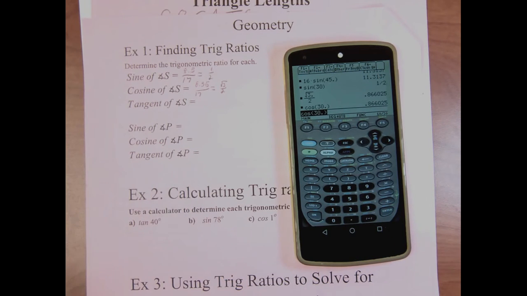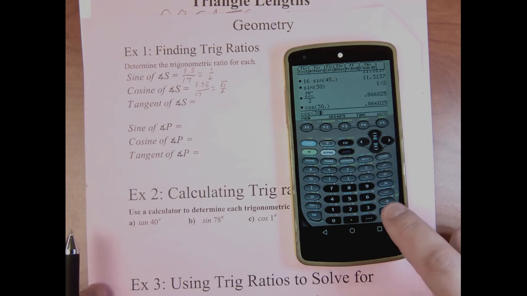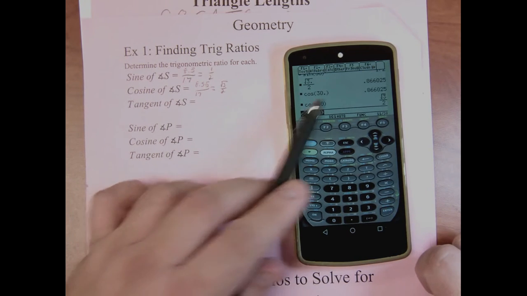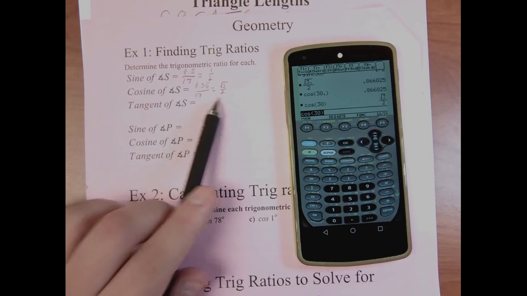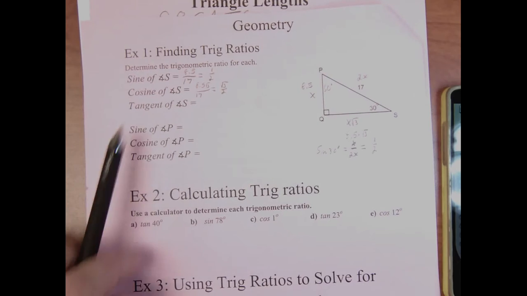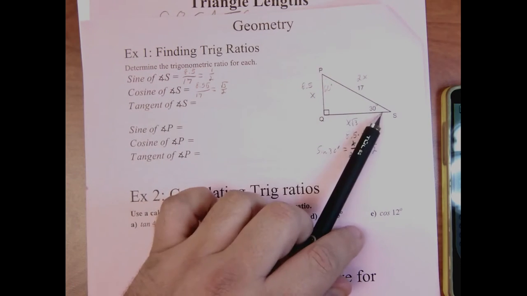Now, interestingly enough, my calculator will actually give me the exact form if I leave the decimal off. And as you see, the cosine of 30 is the square root of 3 over 2, the exact same ratio we received. Okay, last one, the tangent of angle S will be, for this angle, opposite over adjacent.